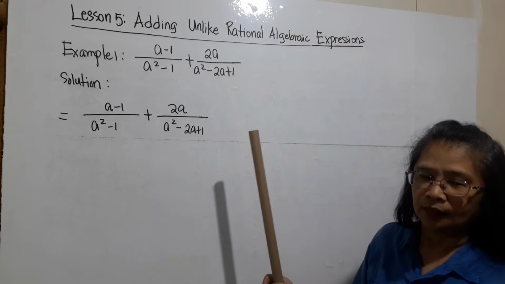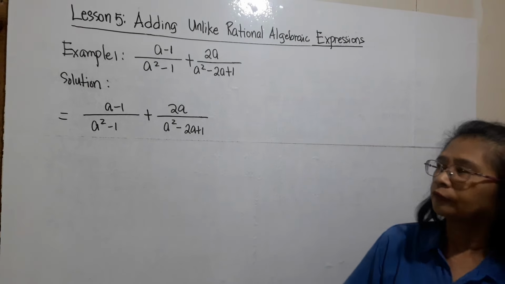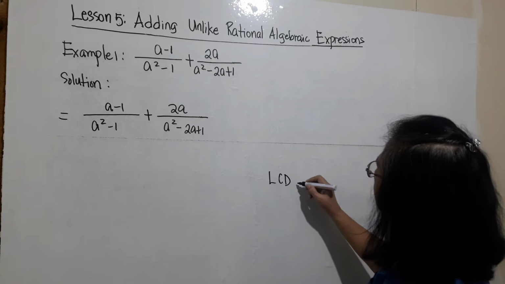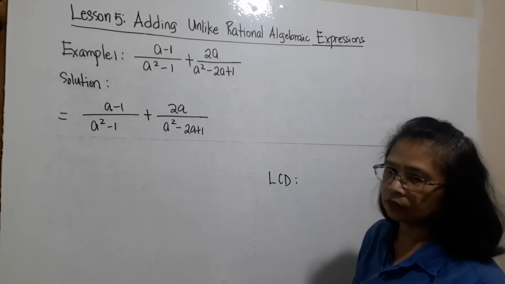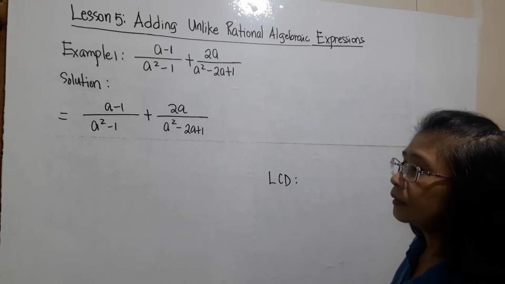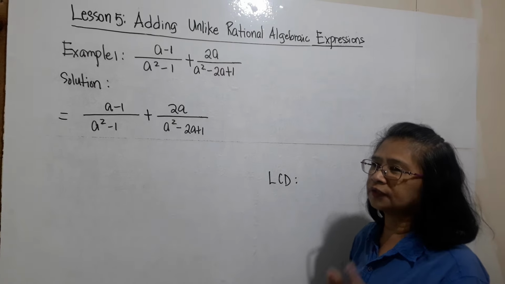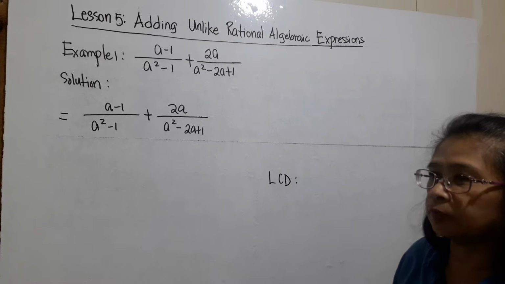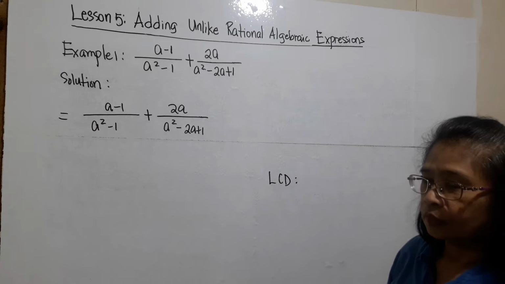like by finding the LCD of the denominators. Just like adding unlike or dissimilar fractions, we look for the LCD of the denominators.